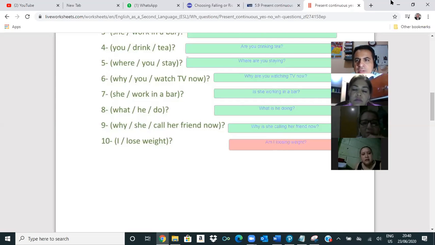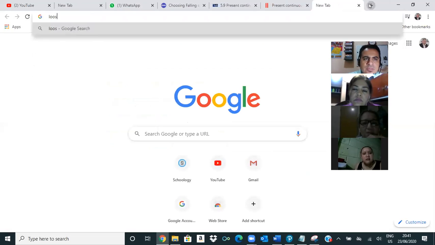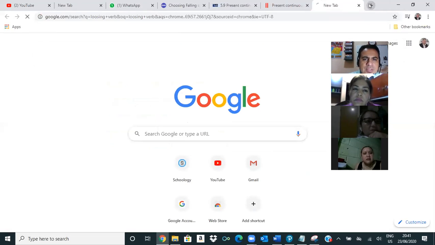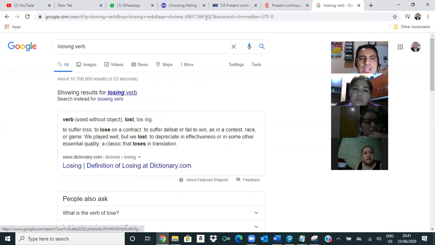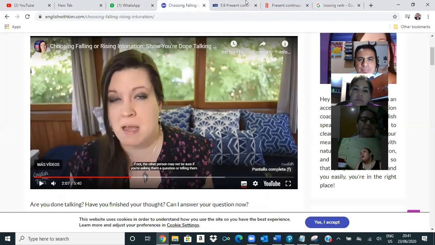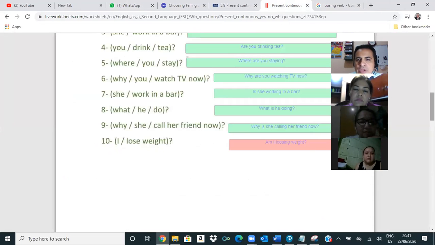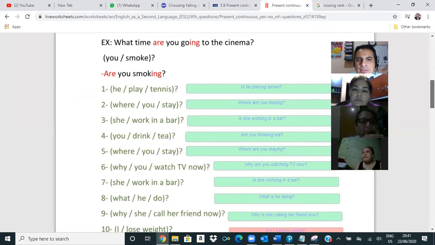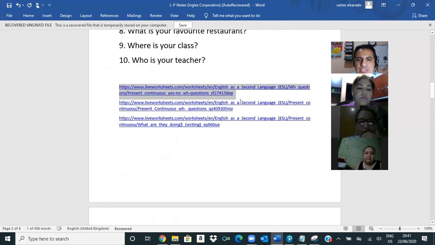No sé si escribí el verbo correcto. Losing verb. No, es con una sola O. All right, very good. But you understand, right? Eso es prácticamente lo que estamos haciendo. So, very good. We're changing to yes or no questions usando el present continuous and WH questions usando el present continuous, right? In the video that we saw, we were using the present continuous con WH questions, okay?